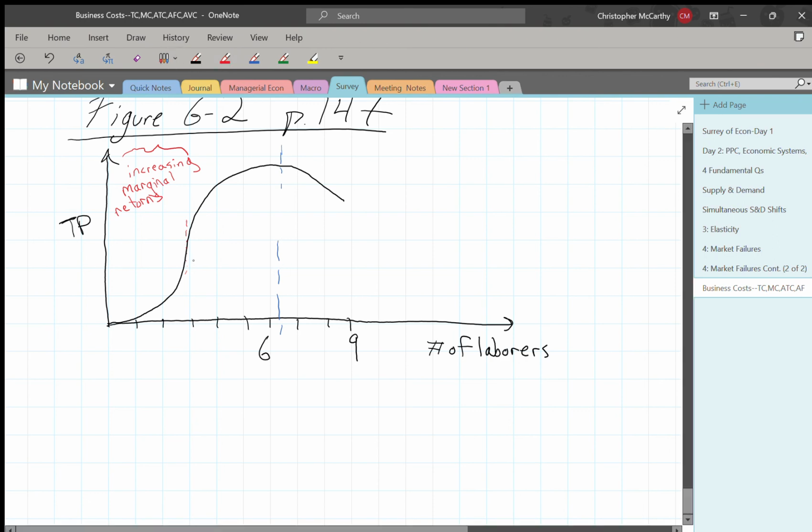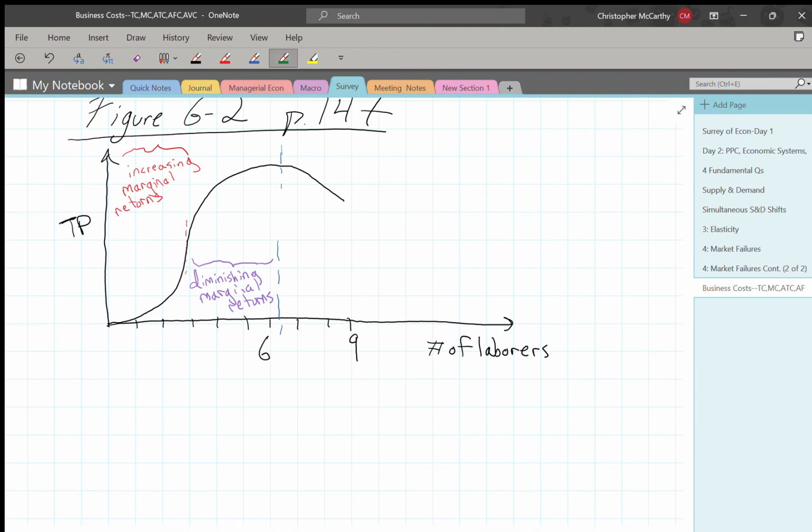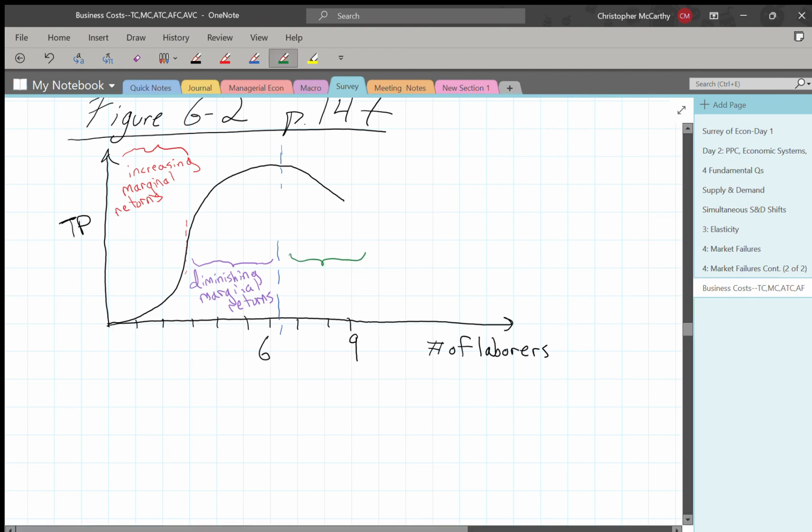Within this portion right here, we are still experiencing positive marginal returns, but instead of being increasing, they are decreasing or diminishing. Remember that law of diminishing returns, right? And then once we get past that maximum point, adding more people is actually going to negatively impact our total production. So this is the portion that has negative marginal returns.